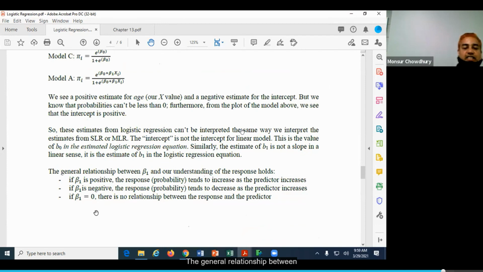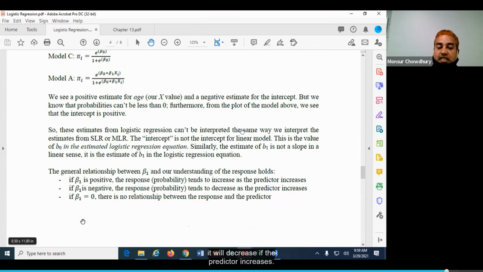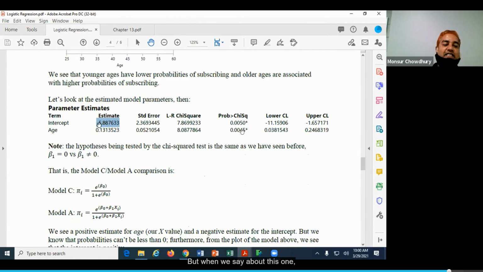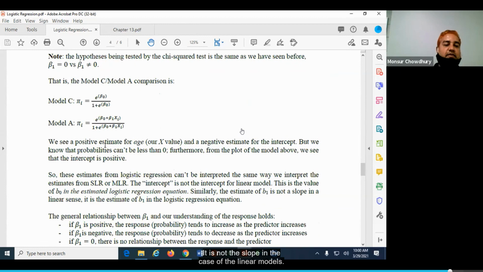Now, the general relationship between beta 1 and our response: if beta 1 is positive, the response tends to increase as the predictor increases. If beta 1 is negative, the probability will decrease as the predictor increases. If beta 1 is 0, there is no relationship between the response and the predictor. But this is not the intercept in the linear model, and it is not the slope in the case of linear models.